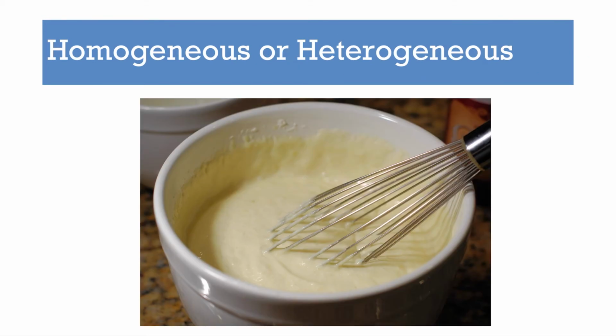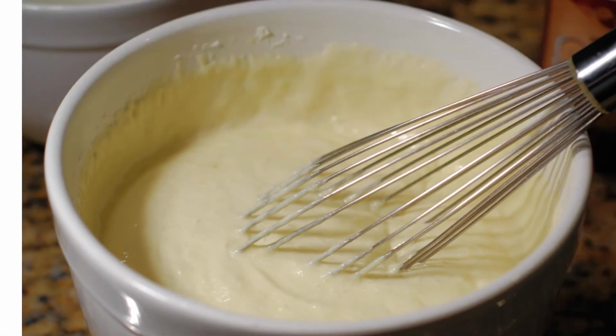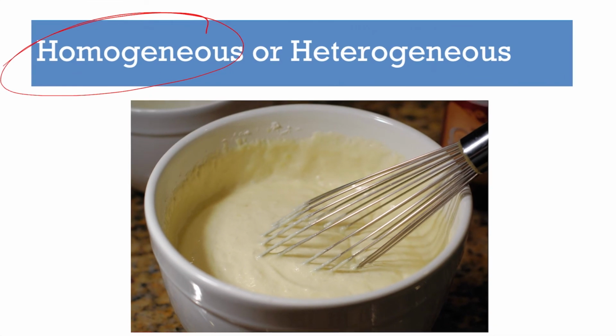Here we have some pancake batter, and it looks like it's stirred pretty well without chunks. So if we're going with batter without chunks, that is homogeneous. So again, you know there's different things in it. You can't see those different parts. Everything looks the same. That is homogeneous.